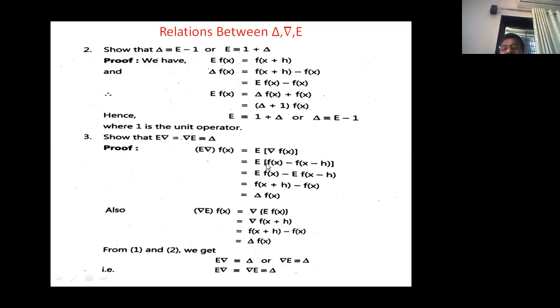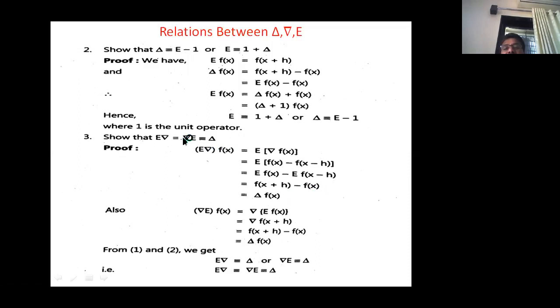So E del f(x), and what is del f(x)? It is the value at the point f(x) minus the value at the previous point, f(x minus h). And then multiply by this E in brackets, we have this. And what is E f(x)? It is f(x plus h). Shift the point to the next point. And what is E of f(x minus h)? It is f(x). That is the value at the next point. And this is equation number 1. Don't write it is equal to delta f(x). Separately find delta f(x). So this is, suppose, equation number 1, that is f(x plus h) minus f(x). This is the value of E del f(x).